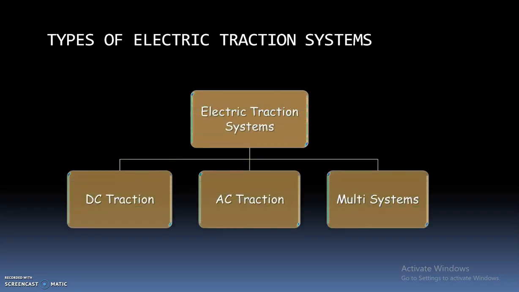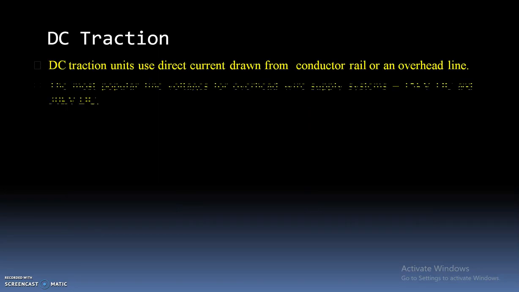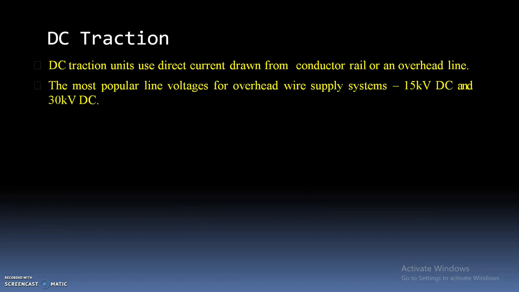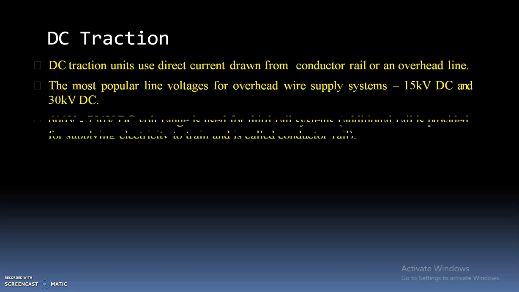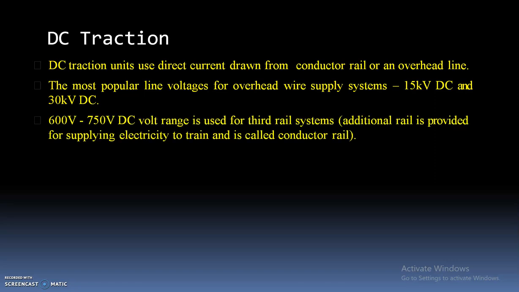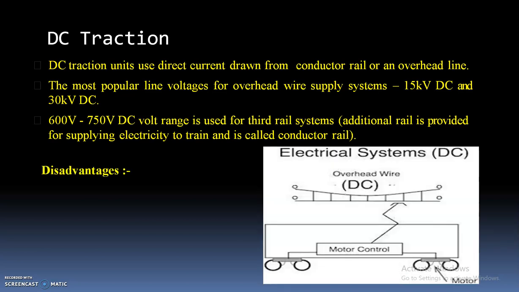Types of electric traction system. Electric traction systems are classified into three types: DC traction, AC traction, and multi-systems. In DC traction, the supply is fed from an overhead line or conductor rail system. The most popular voltage for overhead wire supply system is 15 kV DC or 30 kV DC. And 600 volts or 750 volts DC supply is used for conductor rail system, which will be laid as a third rail system. And this is the schematic for DC traction system.